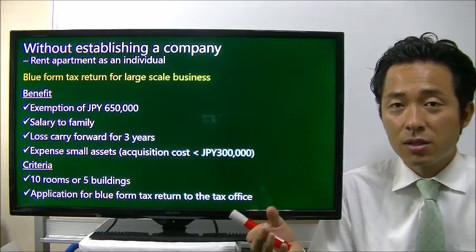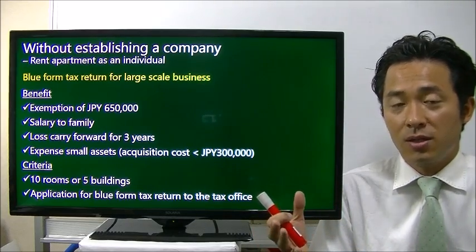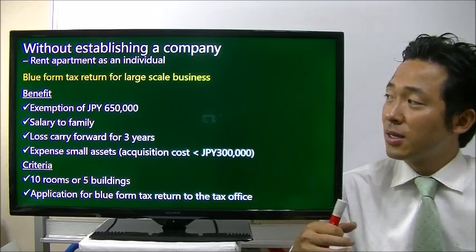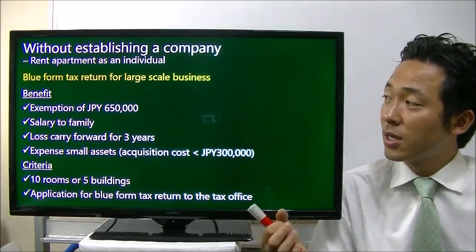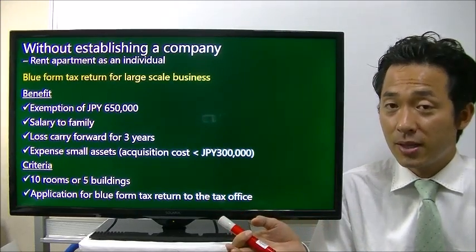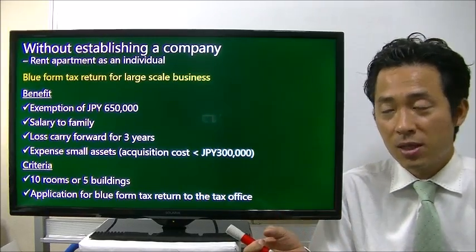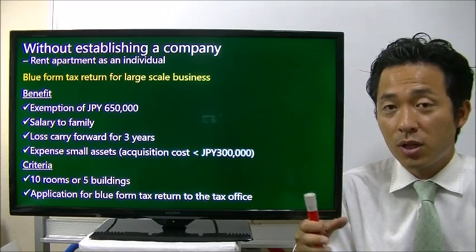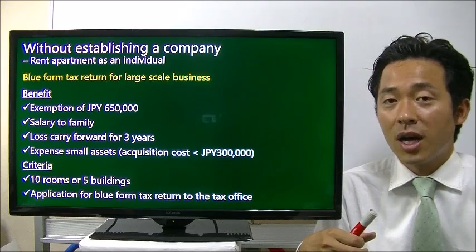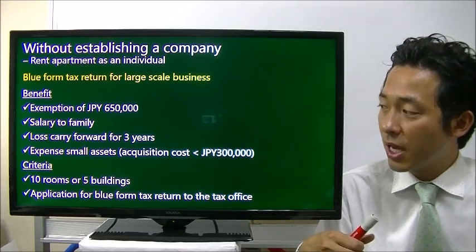So even though you're renting your apartment as an individual, if your renting business is big enough, you can apply for the blue form tax return status. If you have blue form status, you can recognize additional expenses of 650,000 Japanese yen, and you can pay the salary to your wife or relatives, and you can carry forward the loss for 3 years, and you can expense a small asset whose acquisition cost is less than the 3,000 Japanese yen.